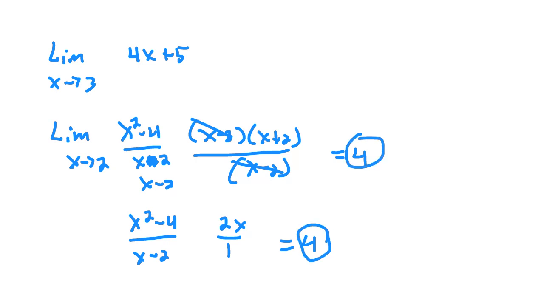So sometimes you can factor the top and bottom, but a lot of students would just rather use L'Hopital's rule, which just says you take the derivative of the top, you take the derivative of the bottom, and then you plug in the value, okay? So is that bringing back some memories?